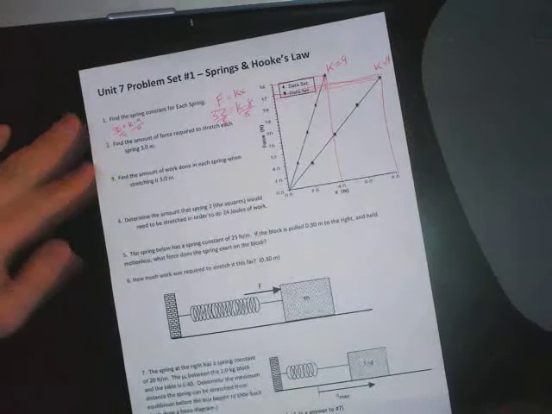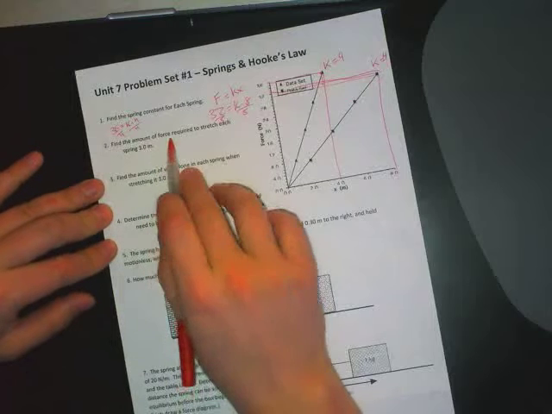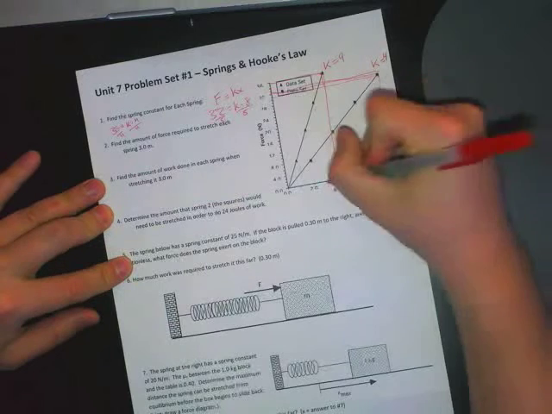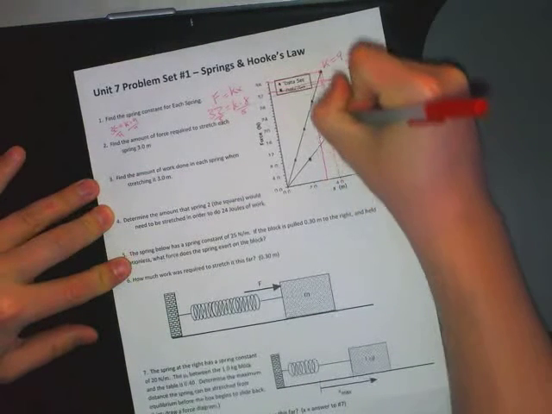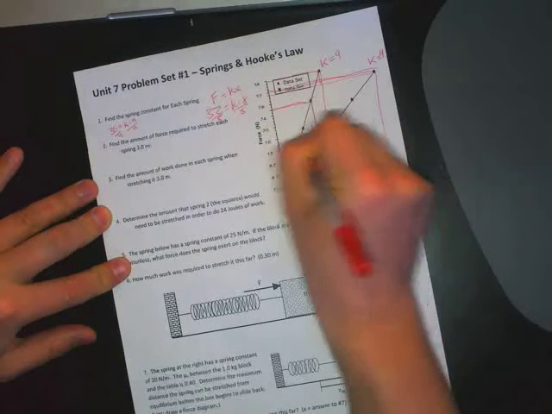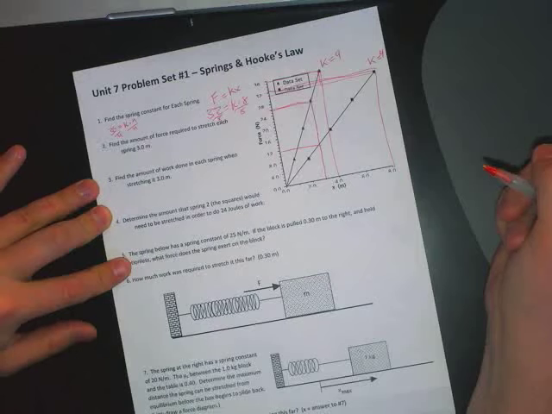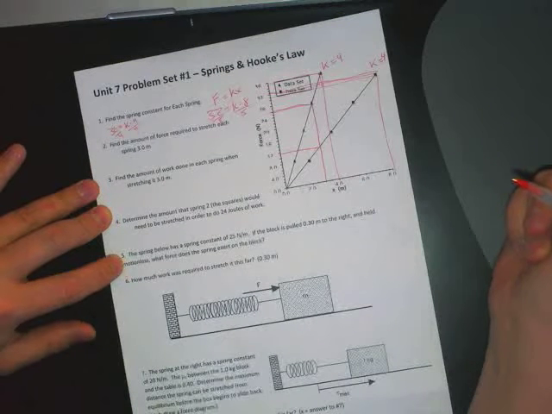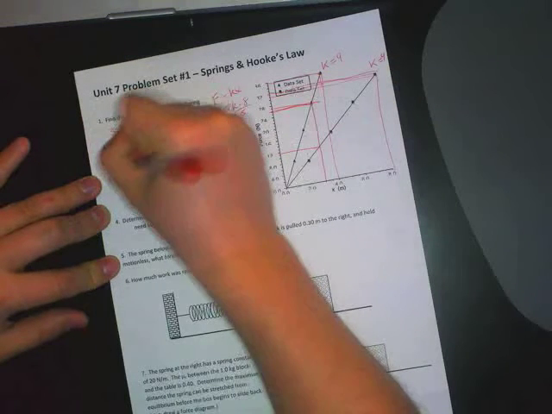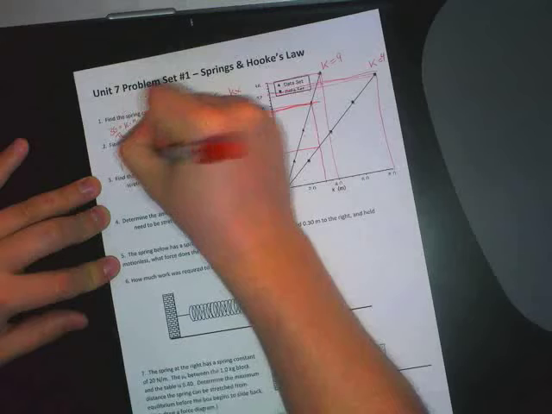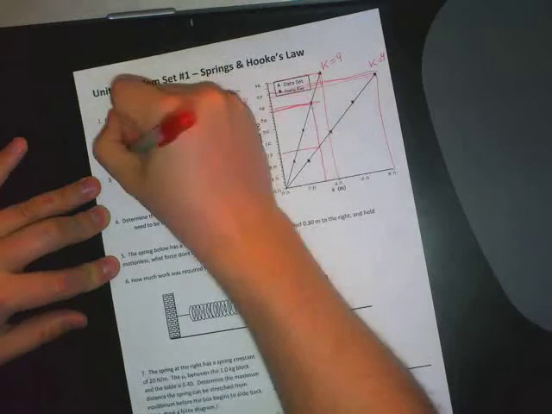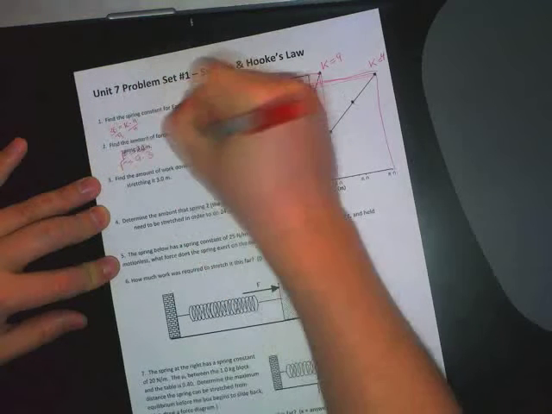Okay? Find the amount of force required to stretch each spring 3 meters. One easy way to do that is look at the graph and come straight up from the graph. For this one, it's pretty clear that's going to be about that and about that. But the more official way would be to plug it into the equation. And so F equals 9 times 3, and F equals 4 times 3, because remember, F equals Kx.